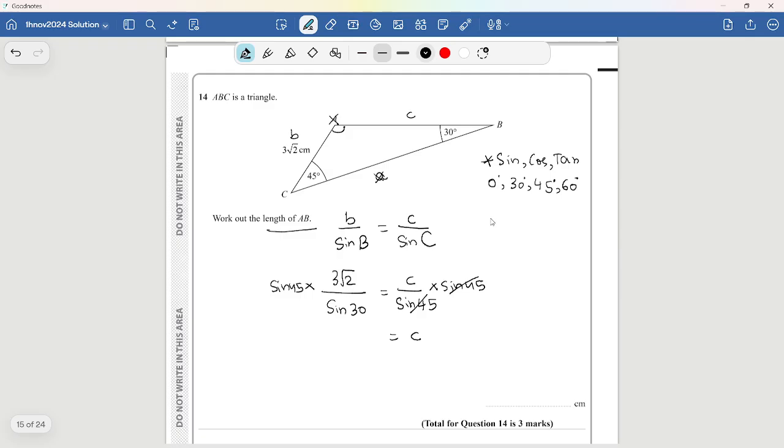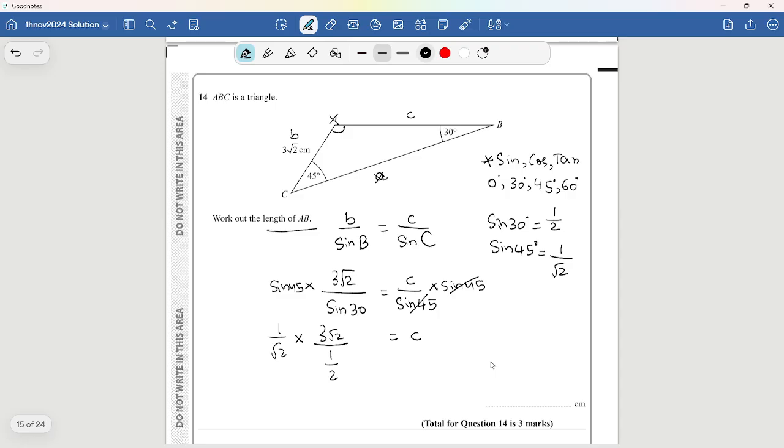So I will write it down here. So sine of 30 and sine of 45. The value of sine 30 degrees is a half. Sine of 45 is 1 over root 2. Okay, so now substituting these values here, sine 45 is 1 over root 2. I will write 1 over root 2 times 3 root 2 over sine 30, which is half.